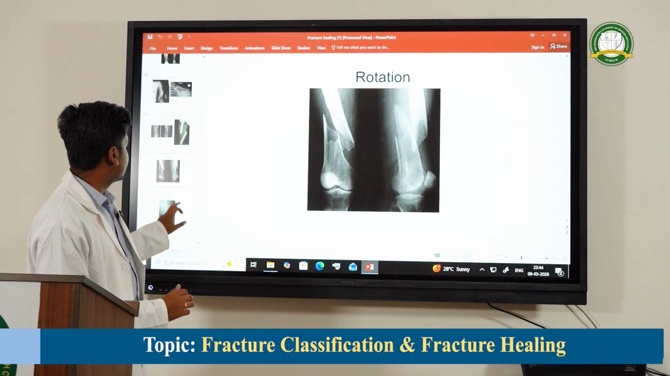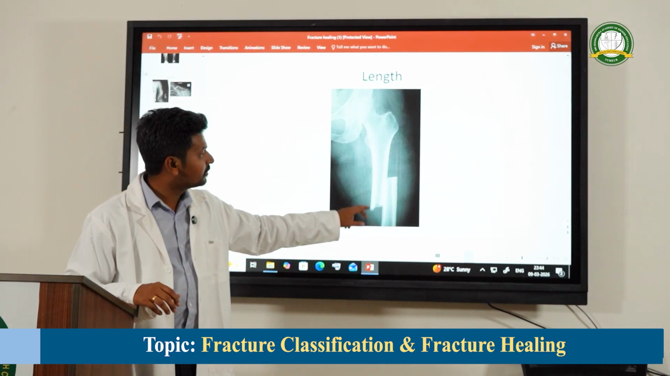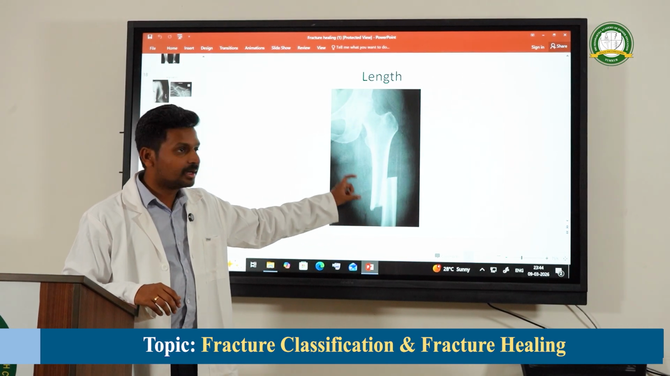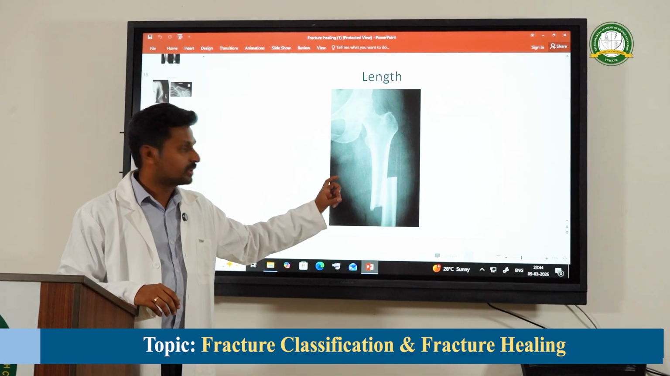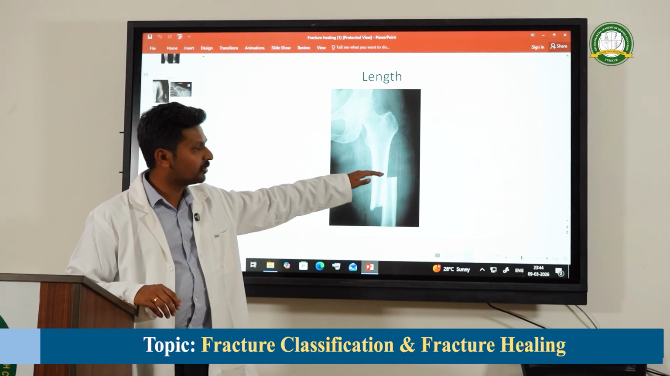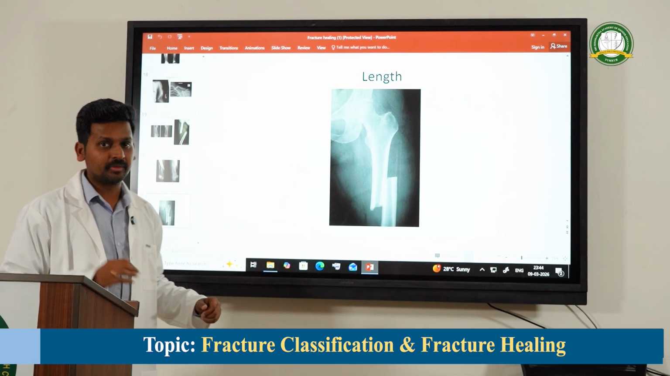And next what we call is length. So in this shaft of femur fracture there is very much shortening of the bone fragment. Almost the distal fragment is moving upwards and this leads to shortening of the bone.